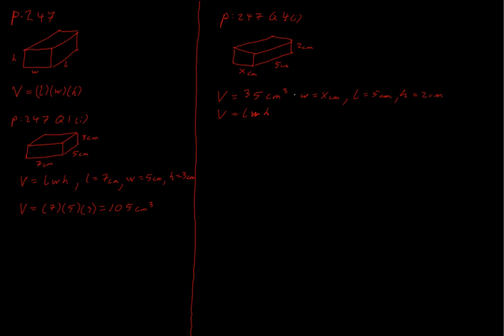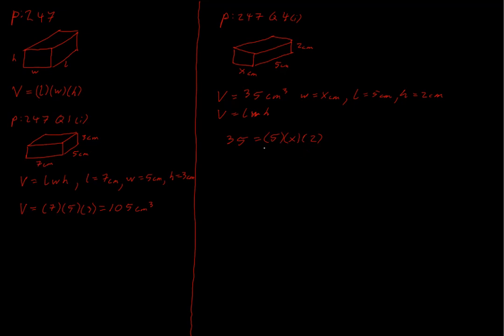So I've written down all of the information I've been given, and I've written down the formula that I can see for the type of shape that I've got. So I know that for a rectangular box, the volume is given by length by width by height. So let's sub in our information and see if we're able to solve. So volume is 35 is equal to length is 5 multiplied by the width is x, given to us in the picture, and the height is 2 centimeters.